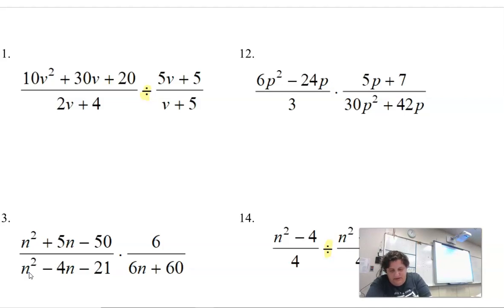Okay, so look, if I am trying to find the GCF of 10, 30, and 20, I can take out a 10. And then I can still factor what's left over because I go, what multiplies to make 2 and adds to make 3? That's plus 2 plus 1.